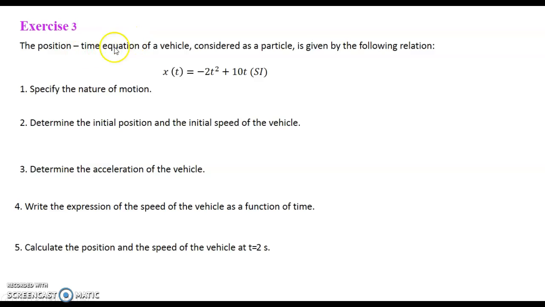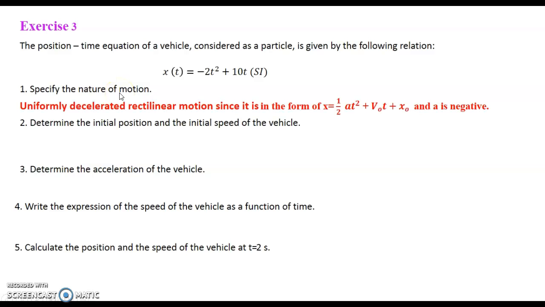Now exercise 3. The position-time equation of a vehicle considered as a particle is given by the following relation: x of t is minus 2t squared plus 10t. Specify the nature of motion. Uniformly decelerated rectilinear motion, since it is in the form of x equals half a t squared plus v naught t plus x naught. This is not enough. You also have to say that a is negative.